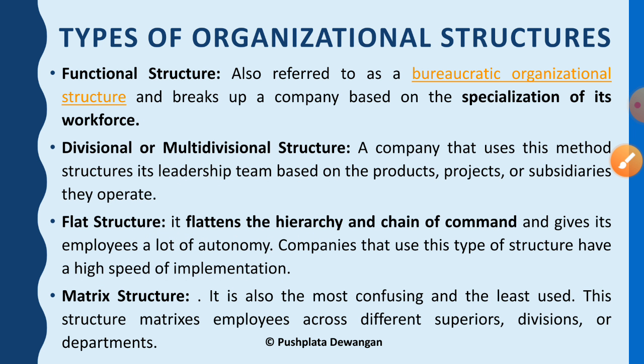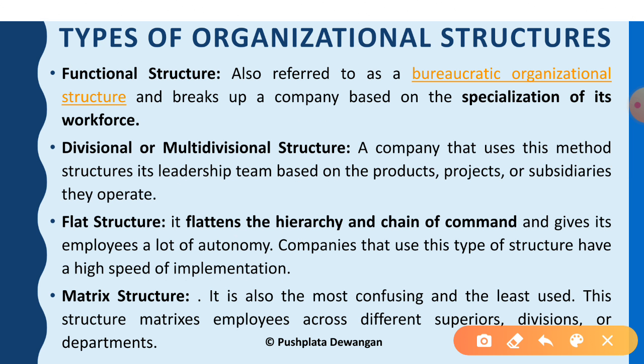Now the next topic is the types of organizational structure. There are basically four common types of organizational structure. The first one is functional, also referred to as a bureaucratic organizational structure, which breaks up the company based on the specialization of its workforce. Most small to medium sized businesses implement the functional structure, dividing the firm into departments consisting of marketing, sales, and operations, in effect using the bureaucratic organizational structure.